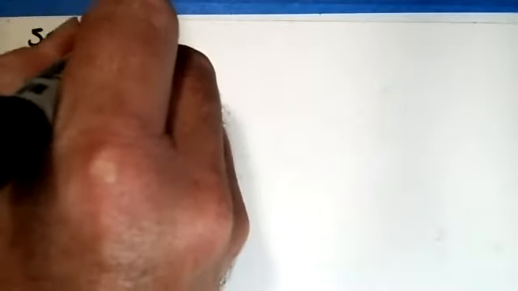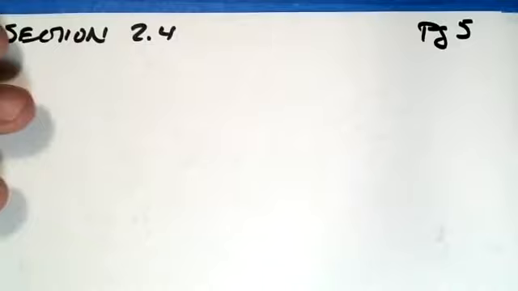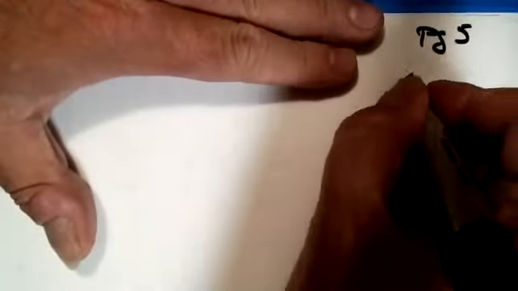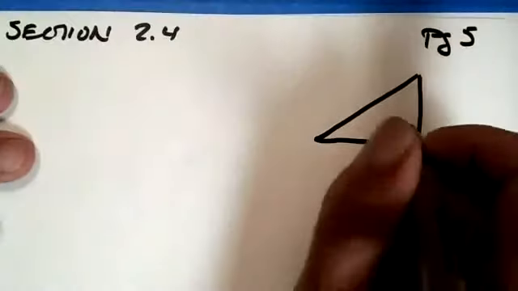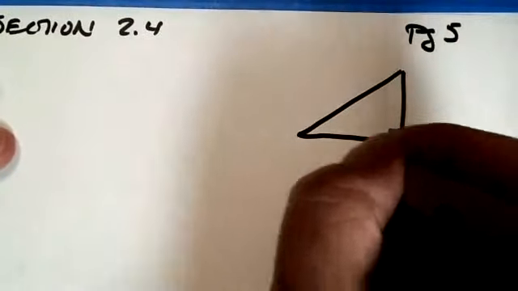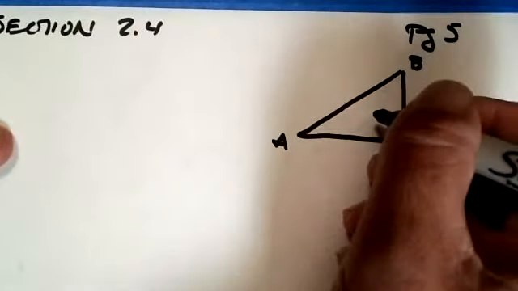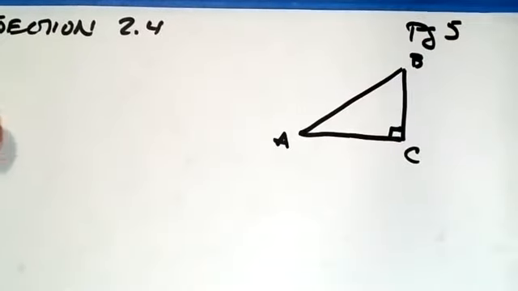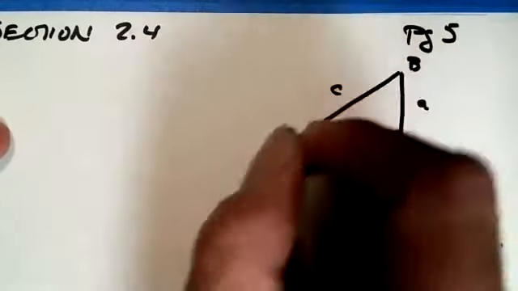And I believe we can focus. Okay, so again, section 2.4. I think I'm on page 5 now. So let's look at a different setup. Again, we're still working with right triangles, so there is one right triangle. I'll keep the naming compatible with the last one. So we've got little b, little a, little c.